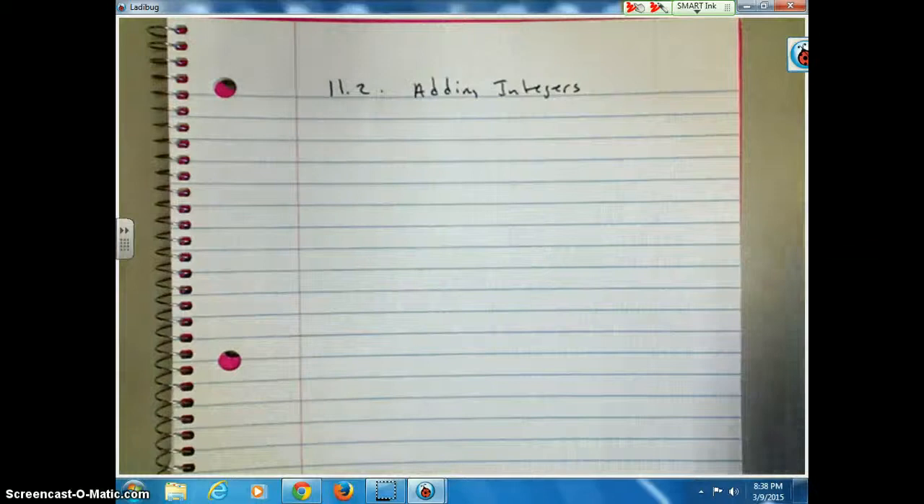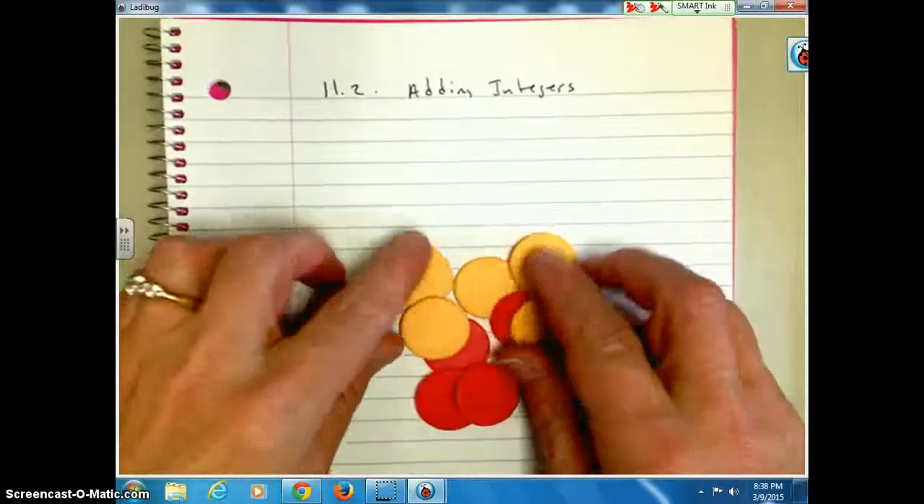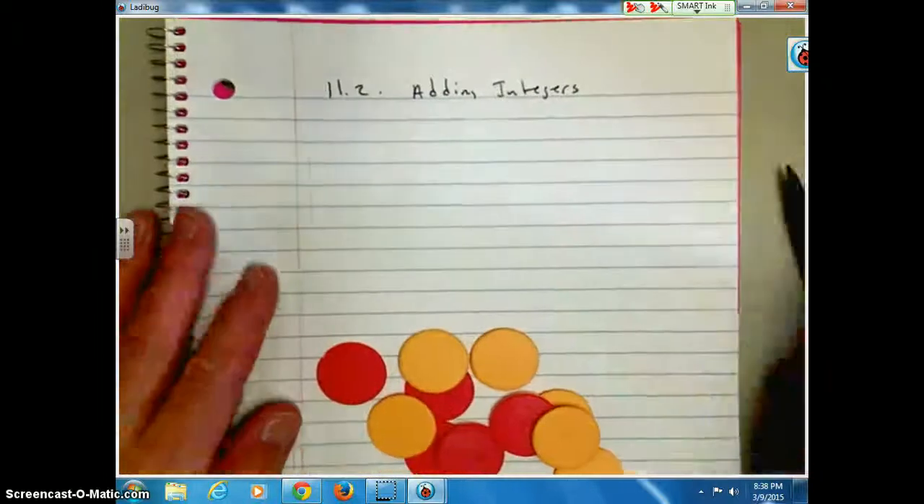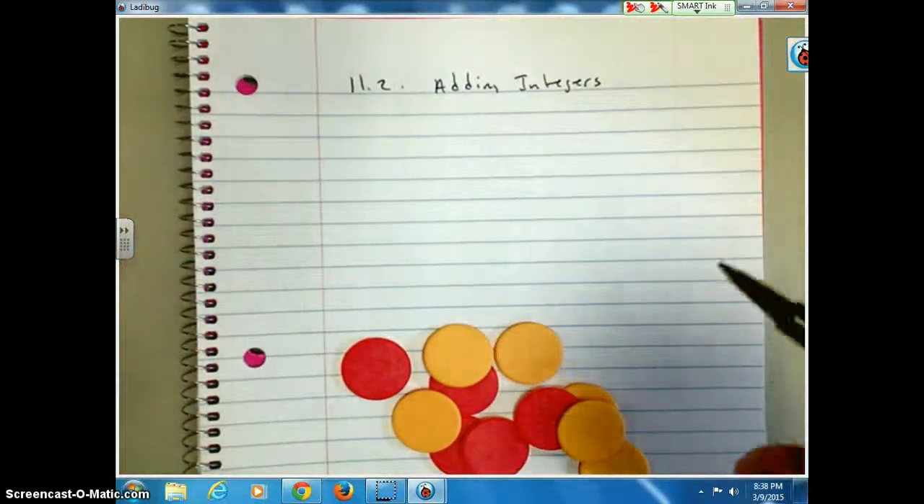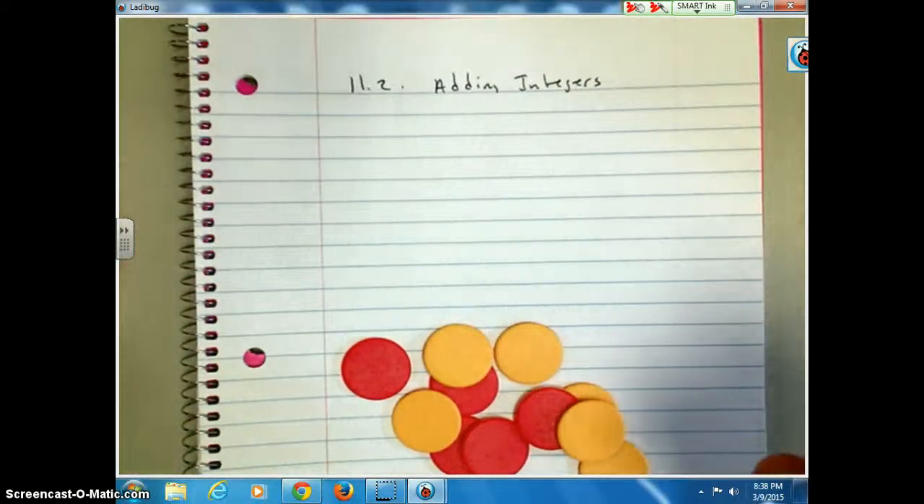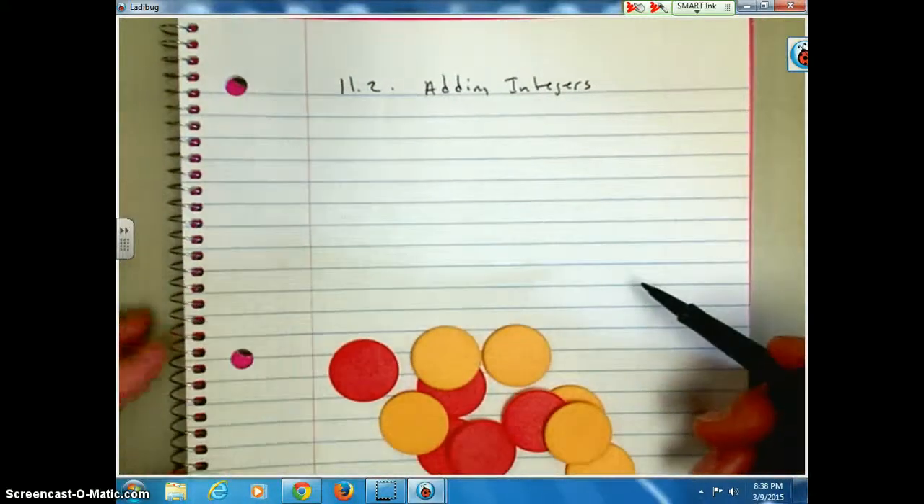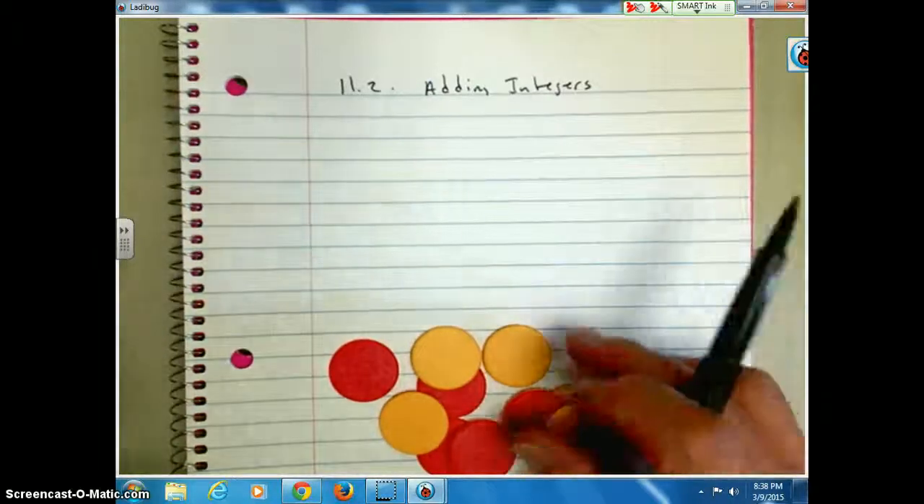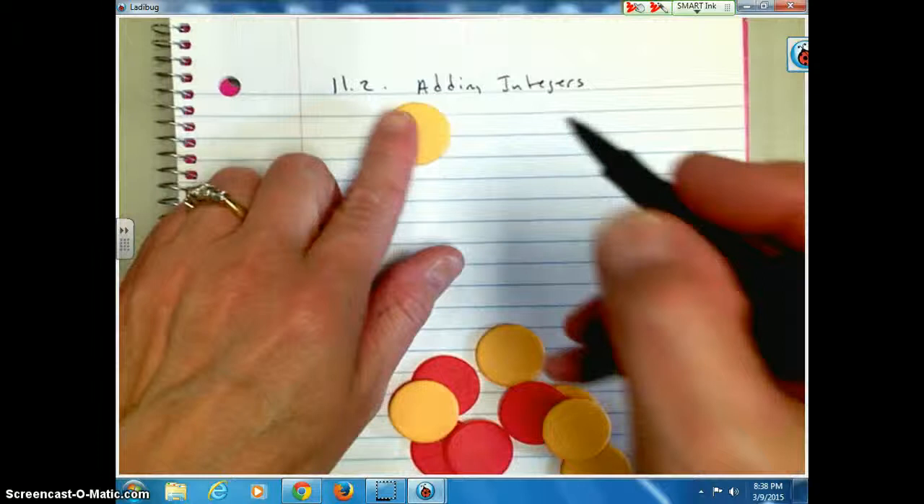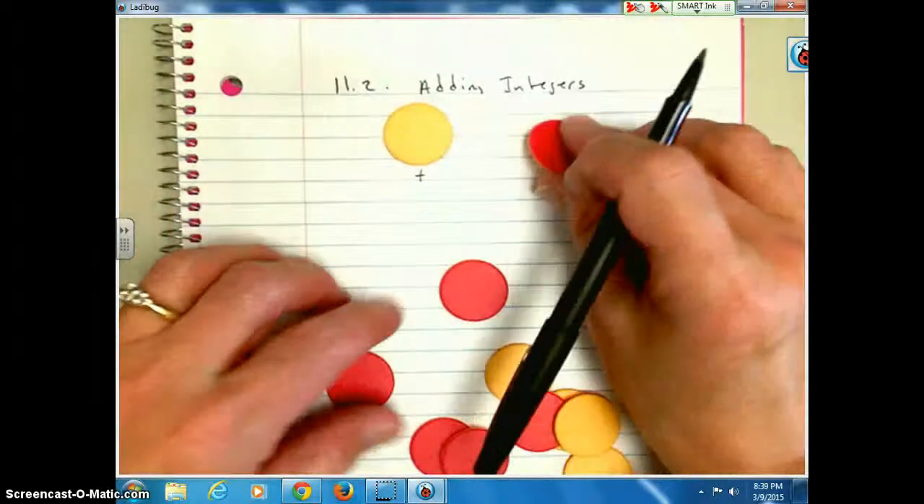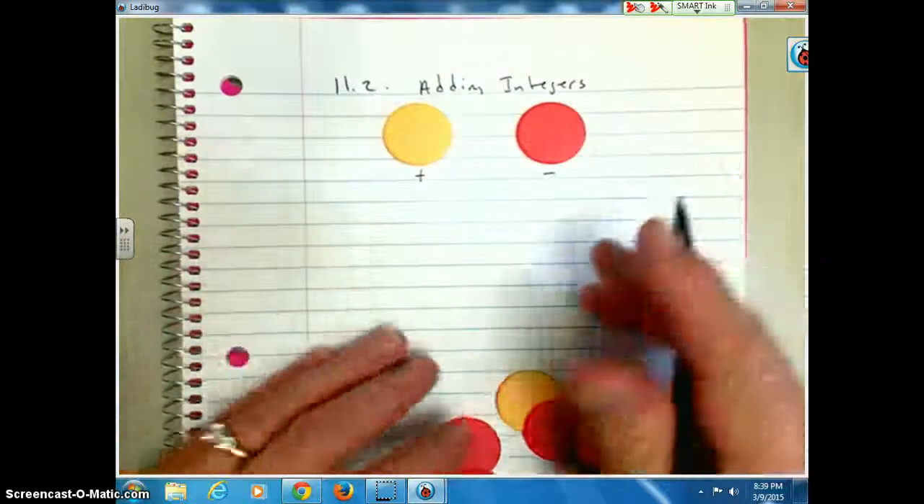The first thing we're going to do is use what are called integer chips. And so integer chips, they look like this. They're yellow and red. So far we've added fractions, whole numbers, and decimals, and in this lesson we're going to be adding integers. To show you how integer chips work, the yellow is going to be the positive side, and the red is going to be the negative side. So when we talk about negative numbers.